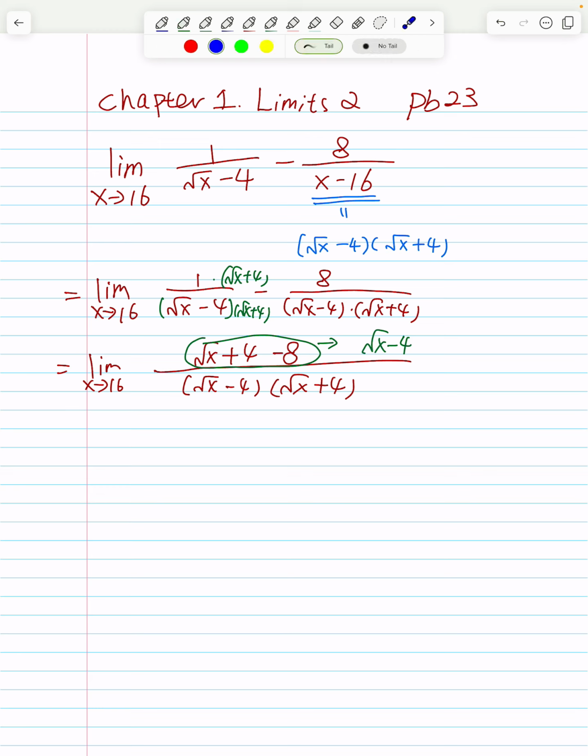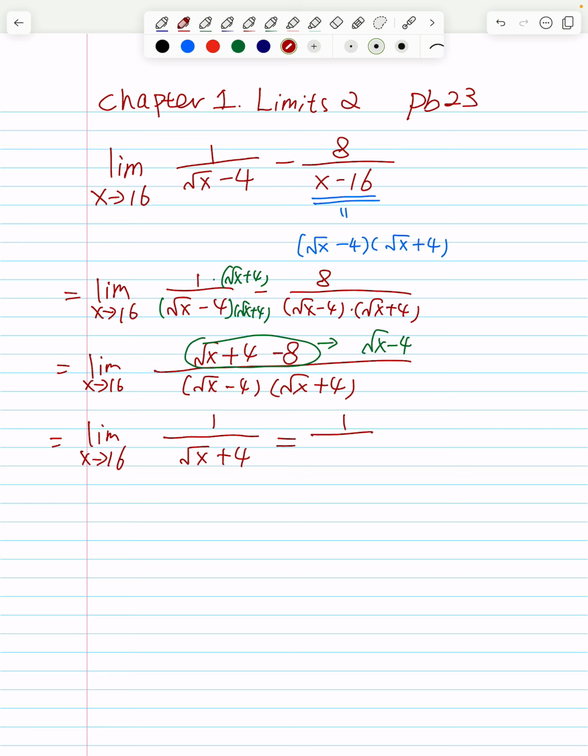So you look at your problem one more time. You have root x minus 4 appearing on both your numerator and denominator, so I have a beautiful cancellation. My answer is supposed to be the limit as x approaches 16, and then I have this cancellation. So I have 1 left on the top and root x plus 4 left on the bottom.